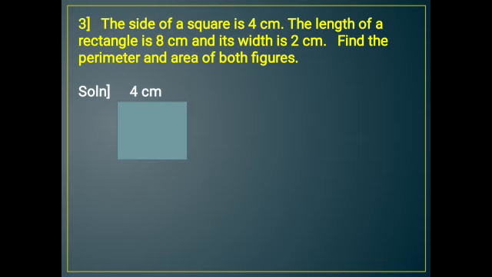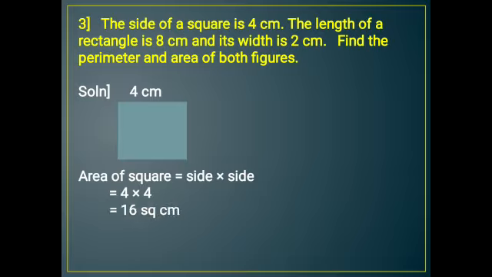So first we will start with our square. Here first we will draw the square and write the measurement of the side, that is 4 centimeter. Area of square is equal to side into side. So that is 4 into 4. 4 4s are 16 square centimeter. We get the area.